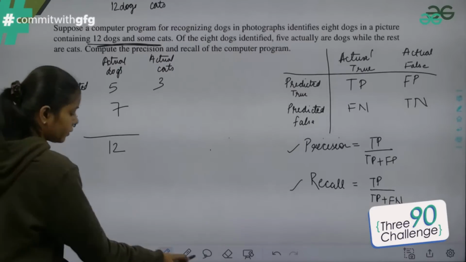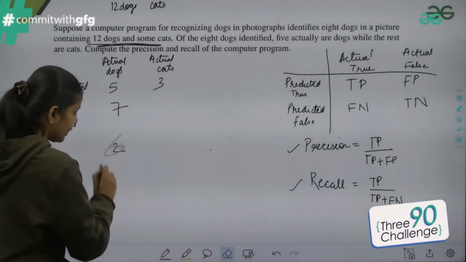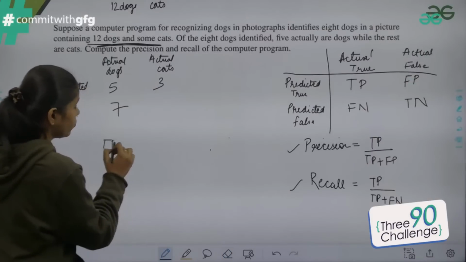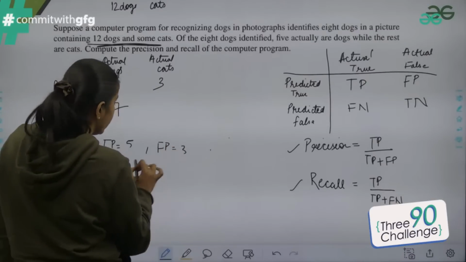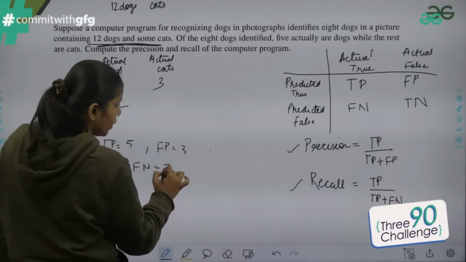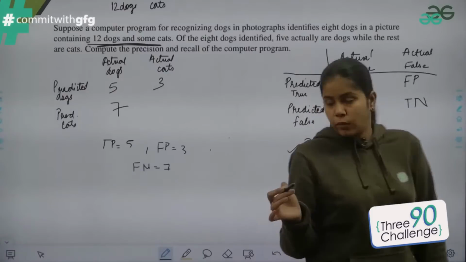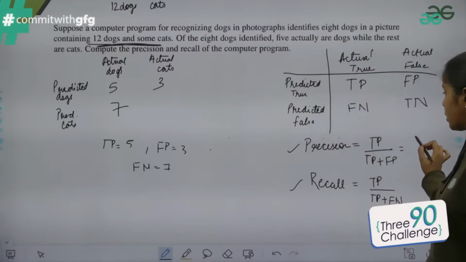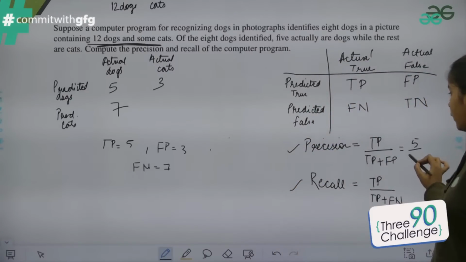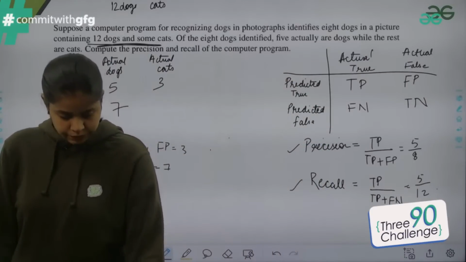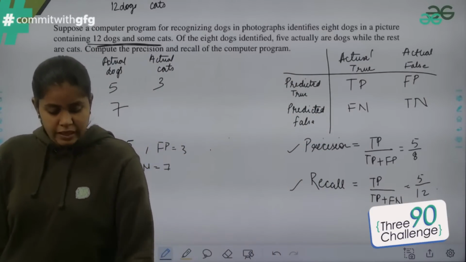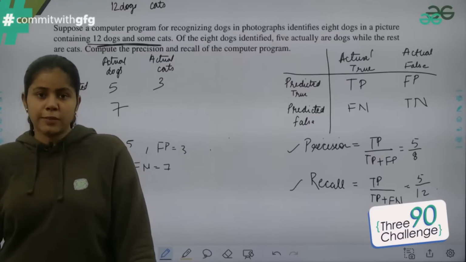Okay, so let's find this out. I got from here that true positive is equal to 5, false positive is equal to 3, and false negative is equal to 7. Now you can find out precision and recall. Precision is 5 upon 5 plus 3, that is 8. Recall is 5 upon 5 plus 7, that is 12. So that is my precision and recall. I hope you guys get it, how to find out precision and recall.